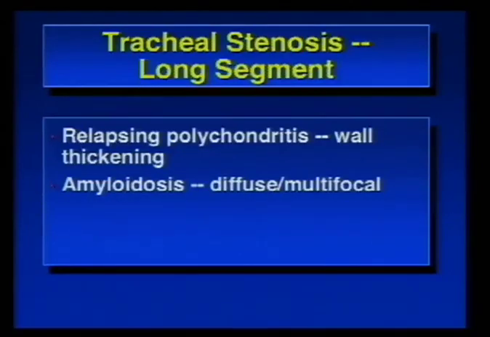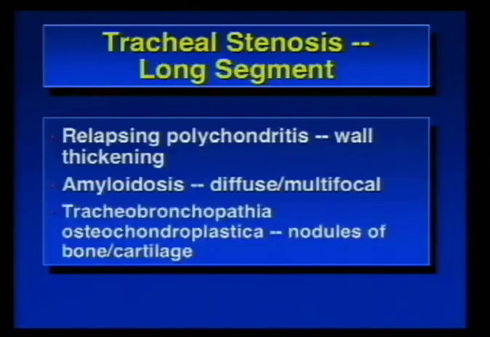Amyloid can give you diffuse or multifocal tracheal stenosis. And tracheobronchopathia osteochondroplastica. I'm glad I said that. I stayed up all night thinking about that. Okay. So this particular disease, TBO, that's what Rick Webb told me, just say TBO. So TBO gives you nodules of bone and cartilage. That's very rare. It's really rare.